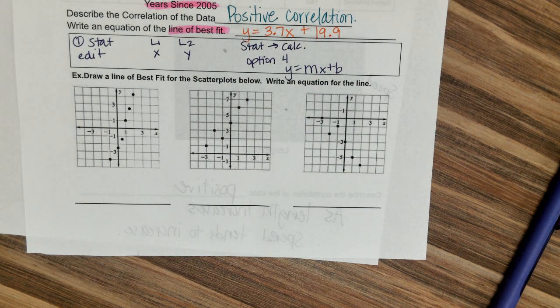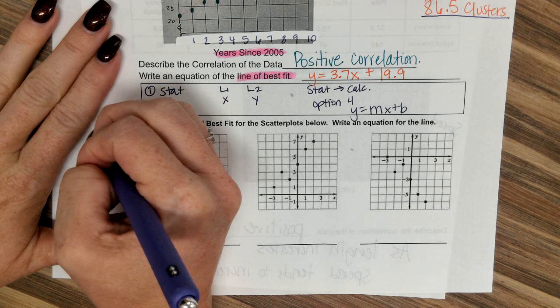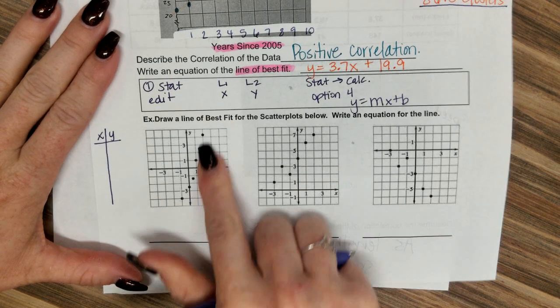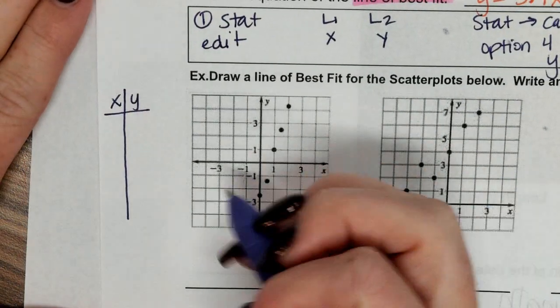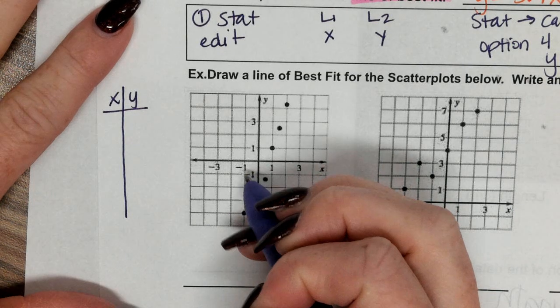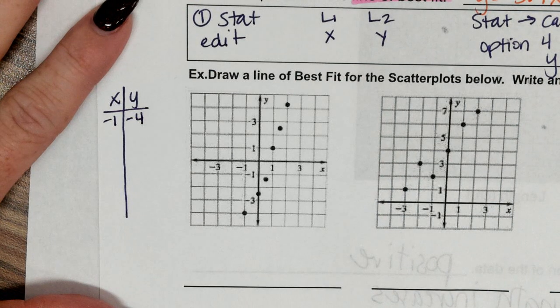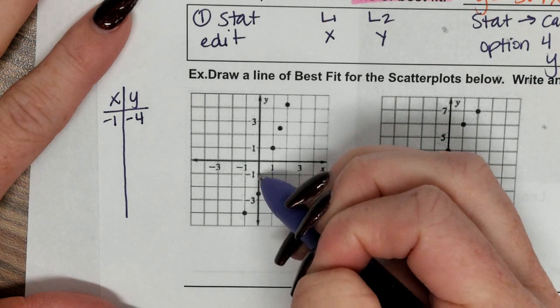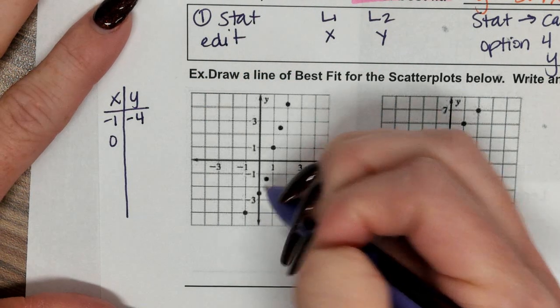It wants you to write an equation for the line of best fit and then draw a line of best fit. So the easiest way to do this is to have the calculator do it for you. But to put it in stat, I have to make a table of these values. All right, let's start with the first dot. Where am I at on the x-axis? -1. Where am I at on the y-axis? -4. This next dot right here, where am I at on the x-axis? 0. Where am I at on the y-axis? -2.5.